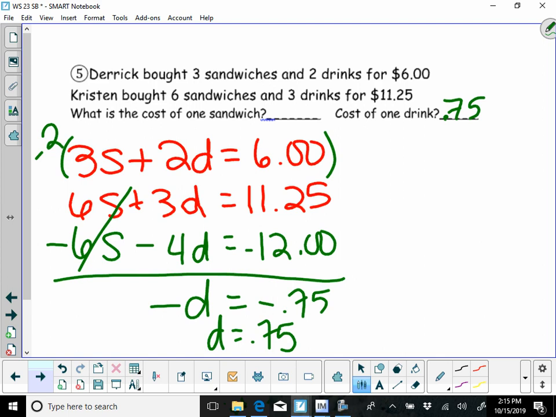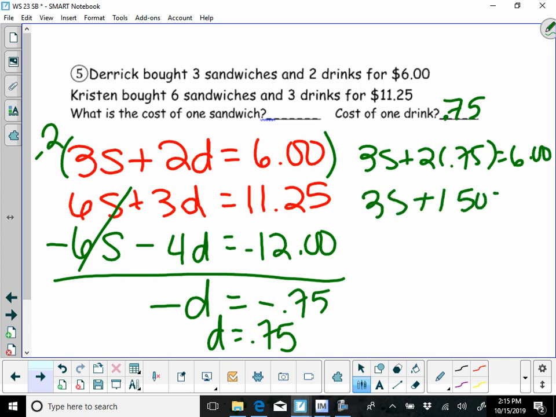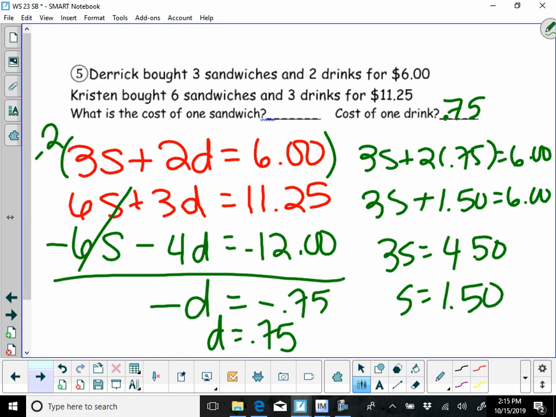And then you're going to plug that in, and you should have gotten $1.50 for your sandwich. So what I'm going to do on the remainder of these is I'm just going to set them up, make sure you've got your equations correct, and then you are responsible for finishing that out.